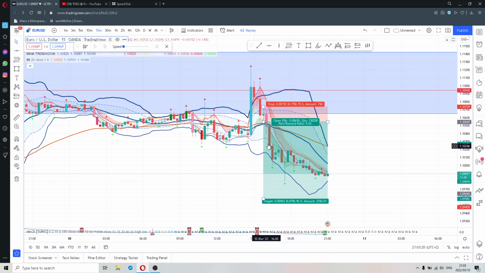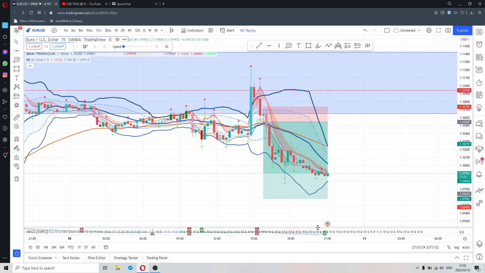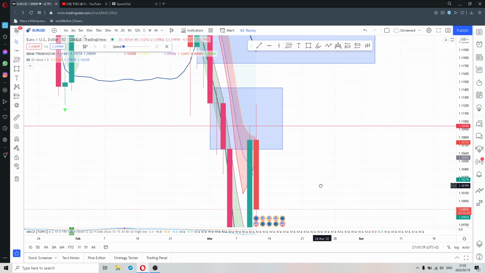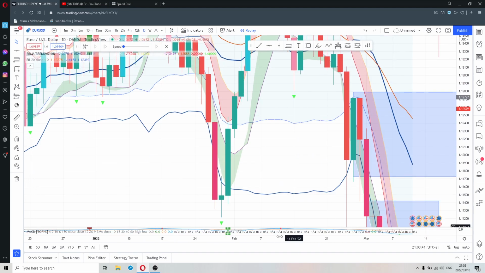But because the market didn't touch that area, we might see the market go back to that area, this area, touch it, then continue to the downside. So we just have to wait and see. So that's that, guys, about that. But let me look for another example.